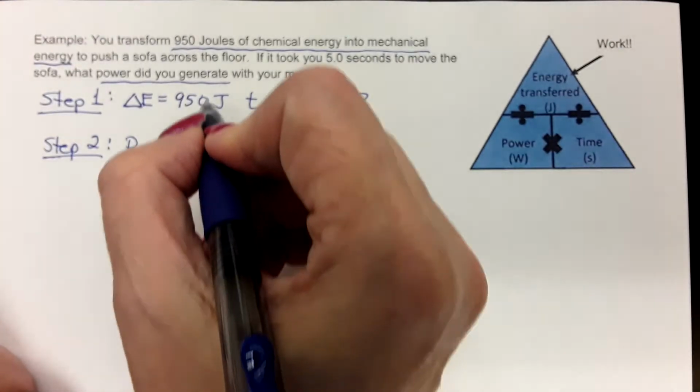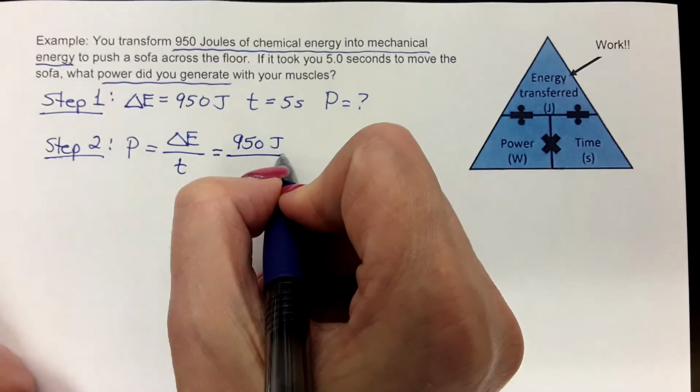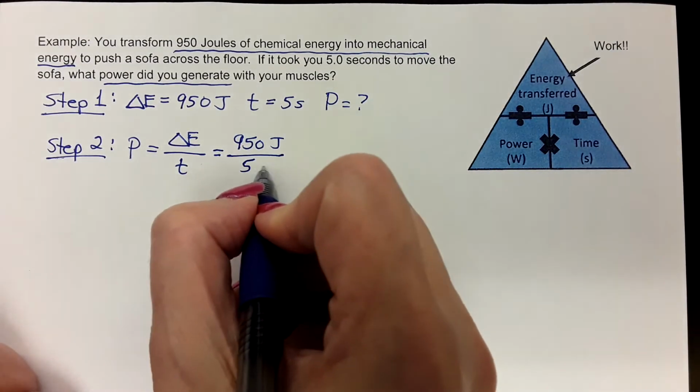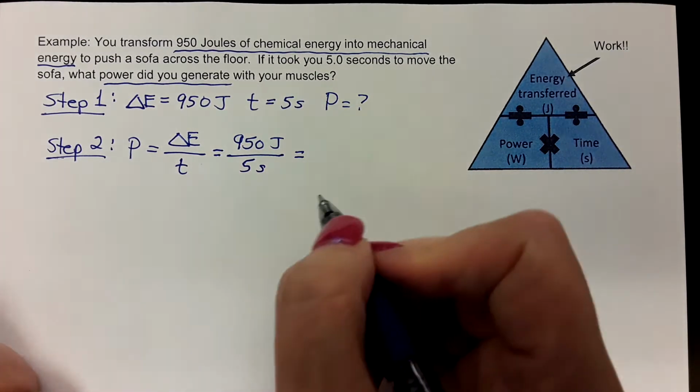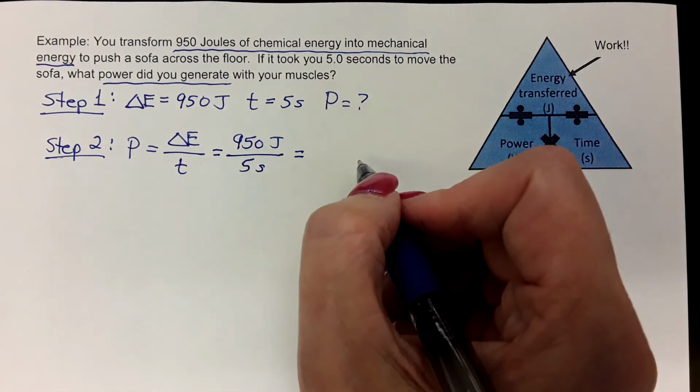We can plug in our numbers. The change in energy is 950 joules. The time period was 5 seconds. And if you want to stop it here and try it on your calculator and see if you get the same thing, go ahead and do that.